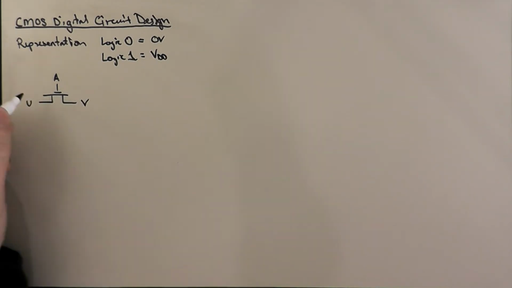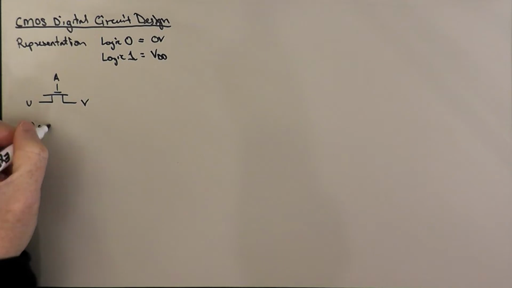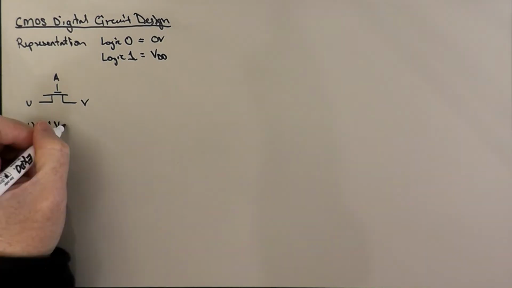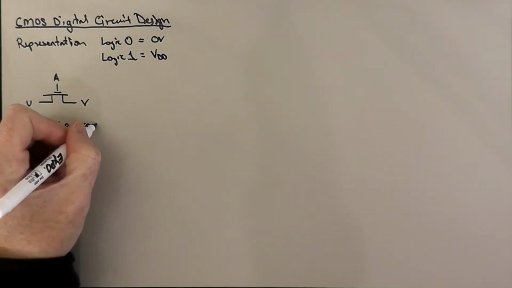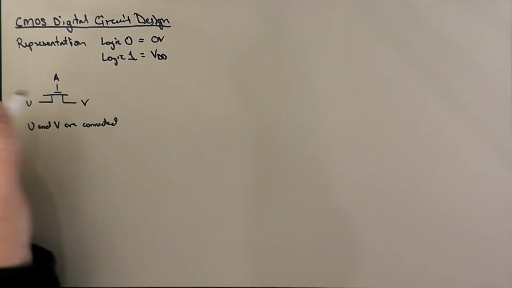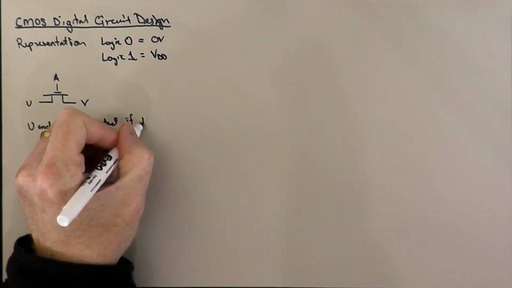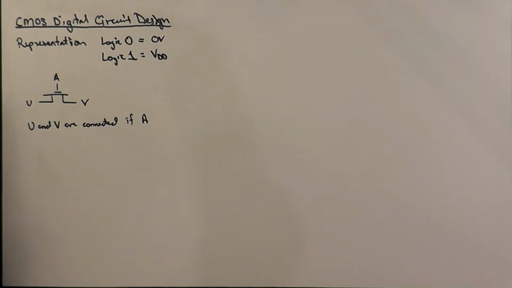Well, U and V are connected in this case if A. So if A is true, then U and V will be connected because A has a gate voltage of VDD. Okay, and if A is false, then U and V are not going to be connected. They're not going to be connected by a nice low impedance or low resistance path.